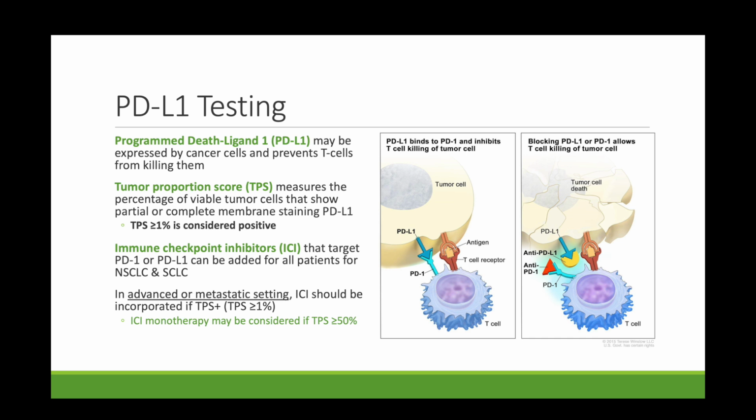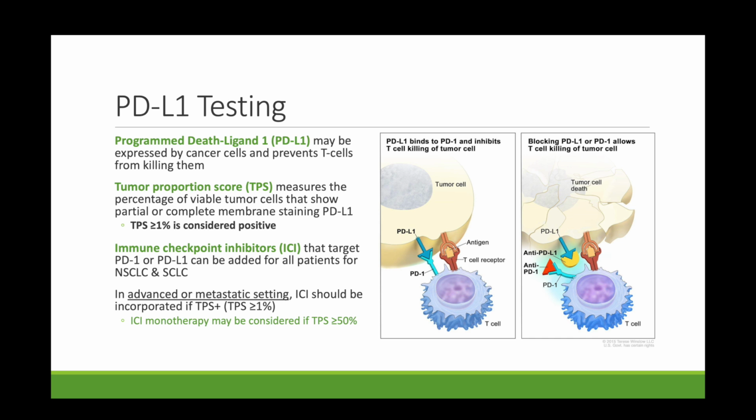We can measure how much PD-L1 is expressed by the cancer cells by measuring what is known as the tumor proportion score, or the TPS. That tells us what percentage of viable tumor cells show either partial or complete membrane staining for PD-L1. And anything greater than or equal to 1%, so a TPS of 1% or more, is considered positive. So if the TPS is 1% or more, the cancer cell is said to be PD-L1 positive.